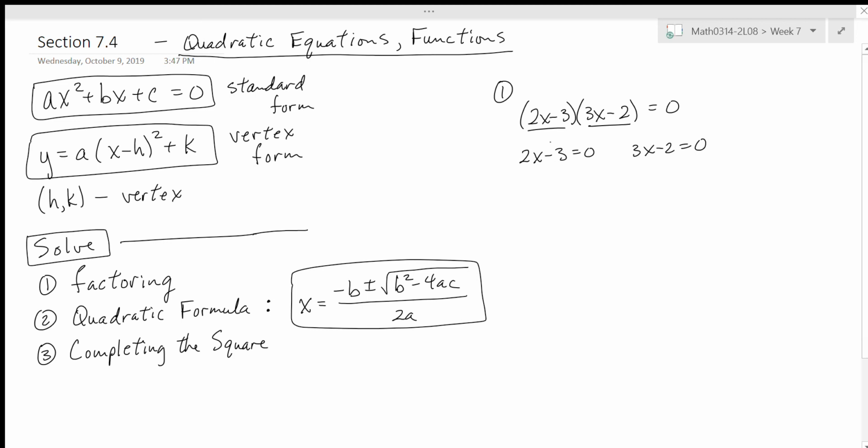So we're going to move the minus 3 over and then divide by 2. So one of my answers is 3 over 2. And for the other factor, we're going to move the minus 2 over and divide by 3. And if we want, we can see that.